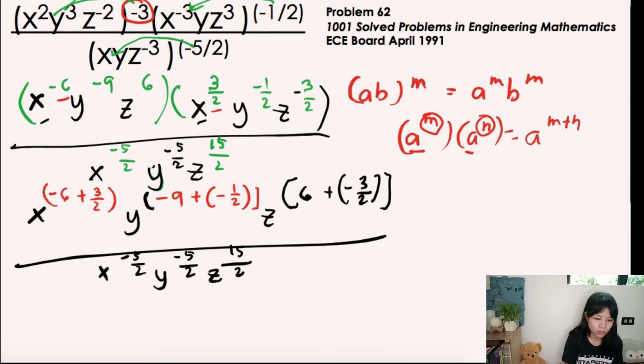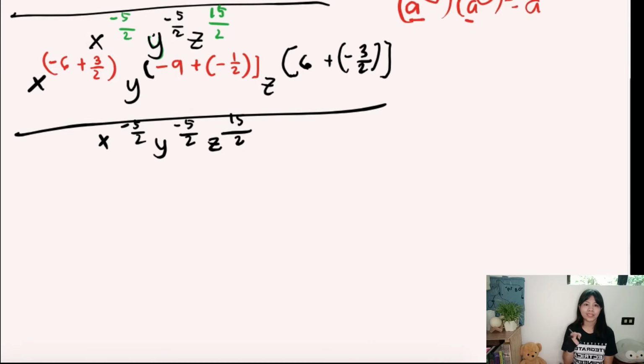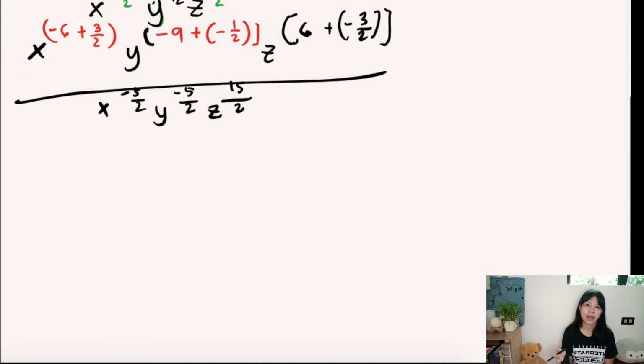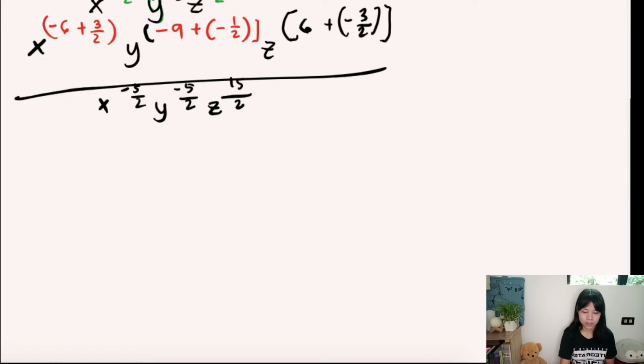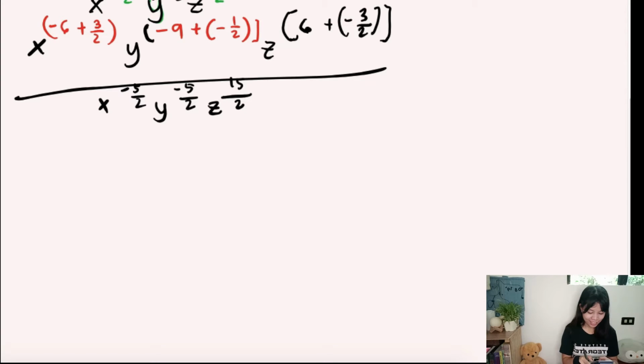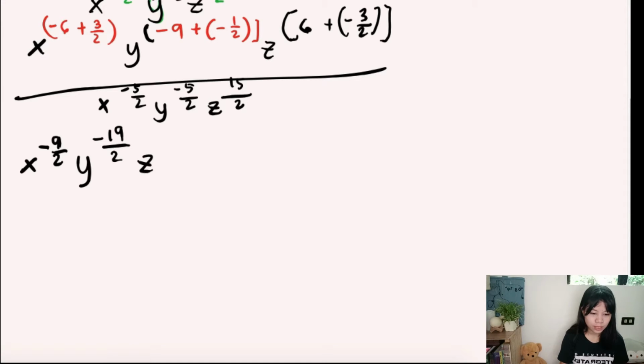You have to be very careful in solving expressions like this because you can make mistakes with the signs, in adding and subtracting, even if the mistakes are very minimal. Okay, so from this expression, let's simplify further. For x, negative 6 plus 3 over 2, this is what the calculator is for, guys. When you have something like that, you can just calculate it. So, negative 6 plus 3 over 2 is equal to negative 9 over 2. Y raised to negative 9 plus negative 1/2 is equal to negative 19 over 2. Z raised to 6 minus 3 over 2 is 9 over 2.